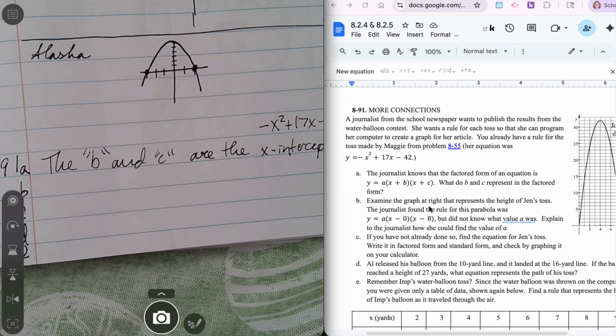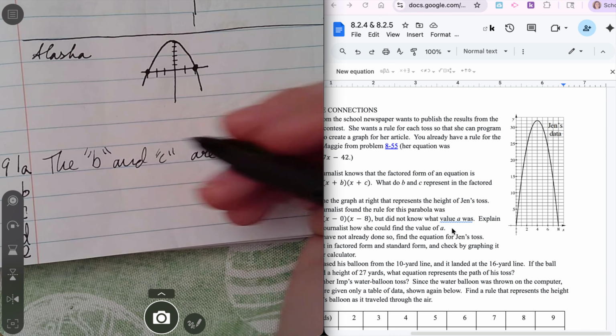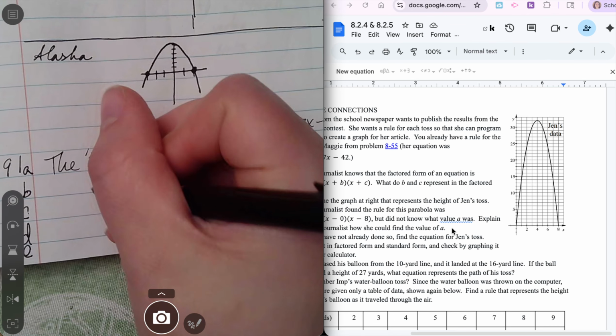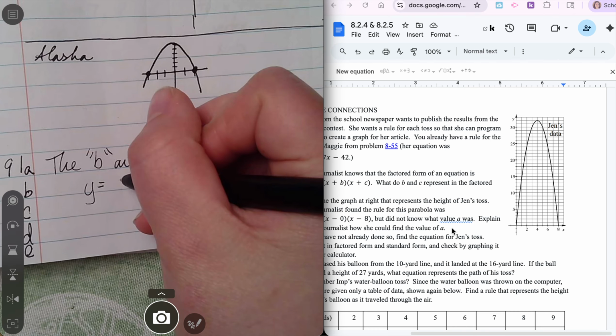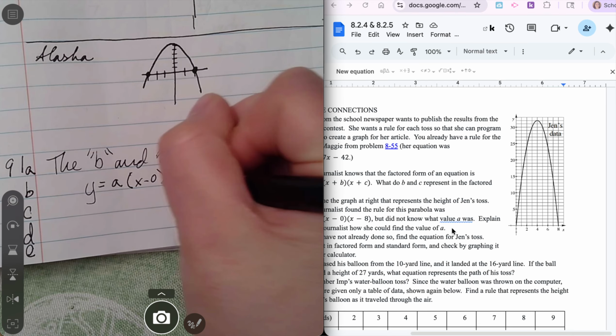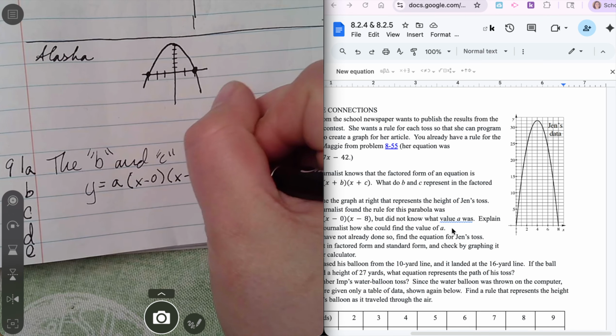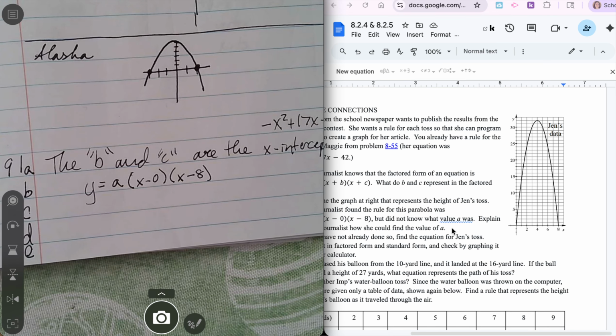It says, examine the graph at right that represents the height of Jen's toss. The journalist found a rule for this parabola that was y equals a(x minus 0)(x minus 8), but didn't know what the value of a was. Explain to the journalist how she could find the value of a. What they're looking for you to notice is we know some other points on the parabola. So what we could do is kind of like what we used to do when we were solving linear equations. We can plug in a number, just like when we found the slope and then had to find the y-intercept. We could plug in a point for x and y and solve for a.